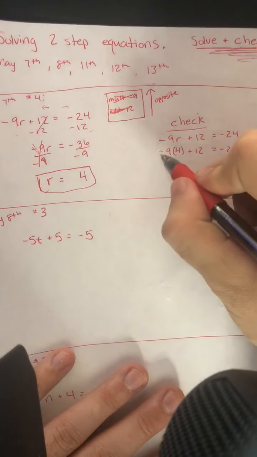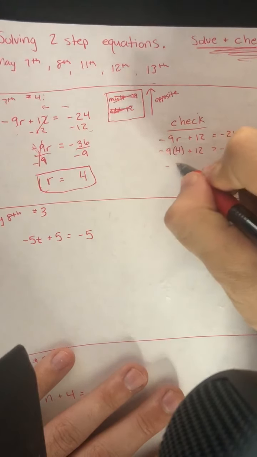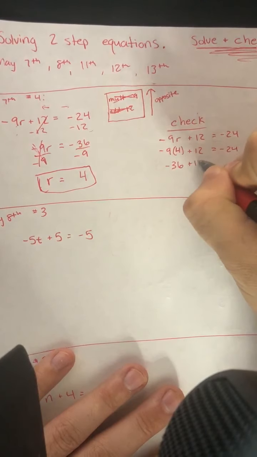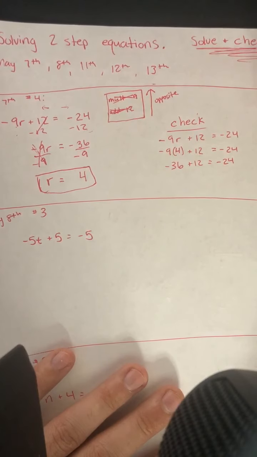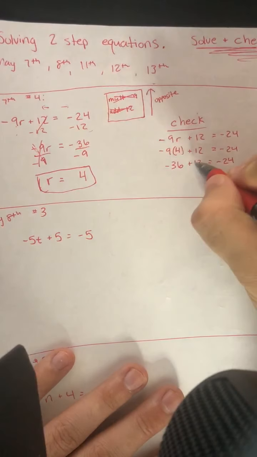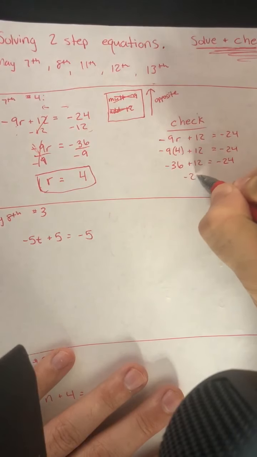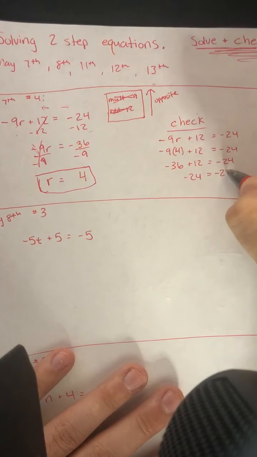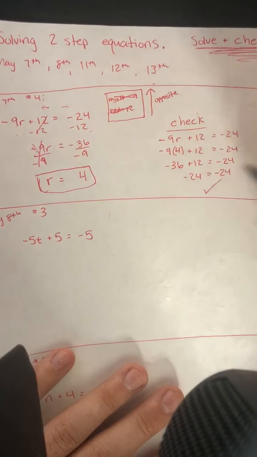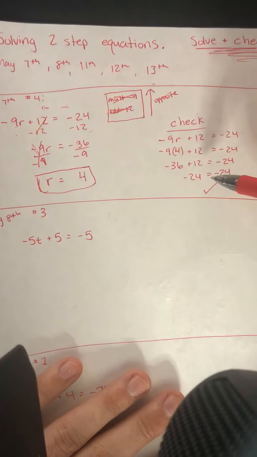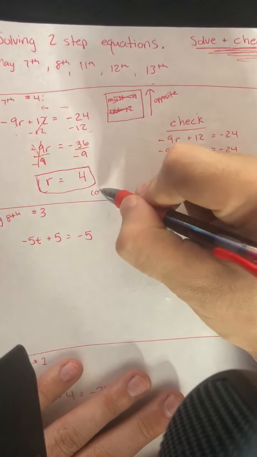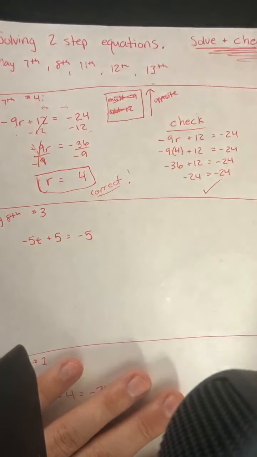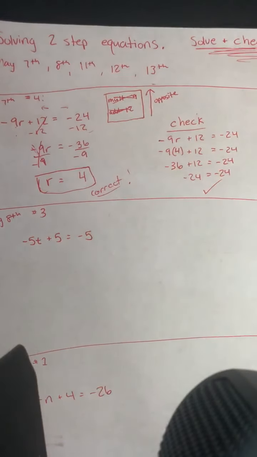And we just go through solving this. What's negative 9 times 4? Negative 36. The plus 12 stays the same. The negative 24 stays the same. Equal sign gets brought down. What is negative 36 plus 12? Negative 24. Equal sign comes down. Negative 24 comes down. Is negative 24 equal to negative 24? Yes, it is. And because it is, we know that our check works, which means our answer of r equals 4 must be correct. Pretty cool, huh?